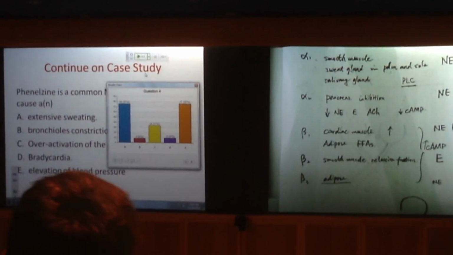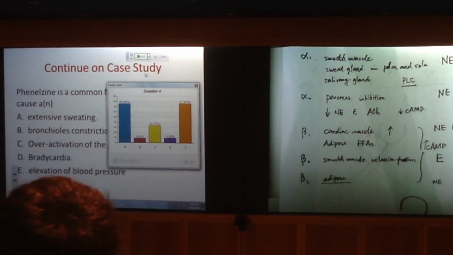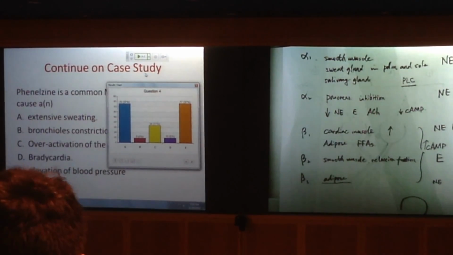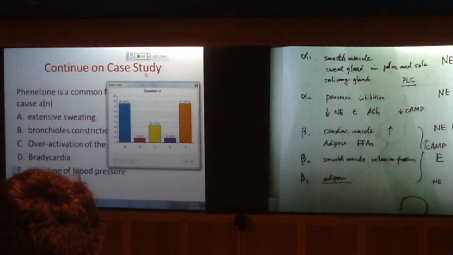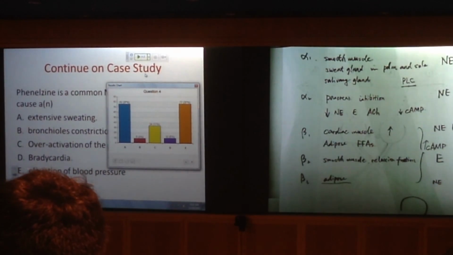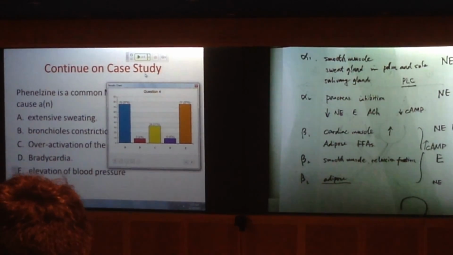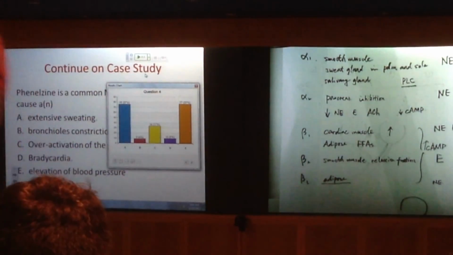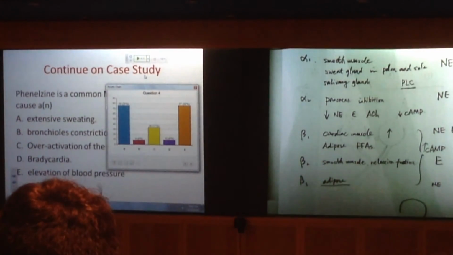So sweating, again, if I say global sweating, this is through the acetylcholine receptor, which is your muscarinic receptor, okay? So the better choice will be E. If A says locally, then A is correct as well.